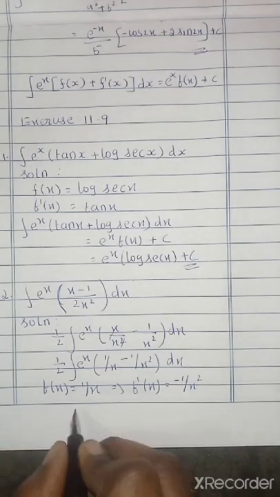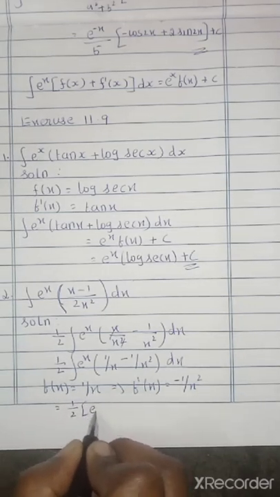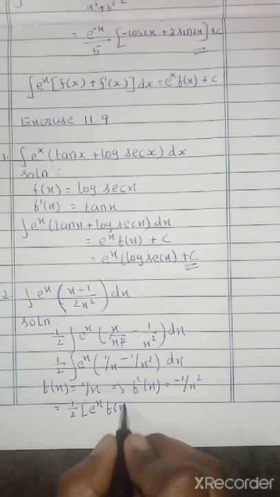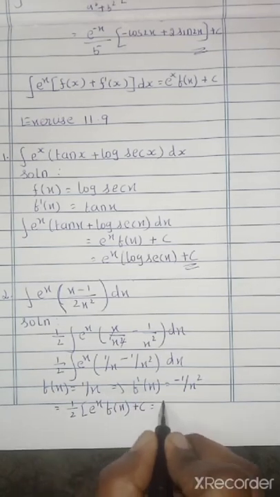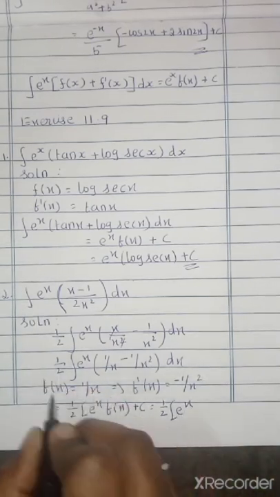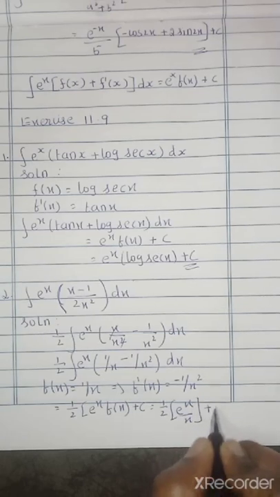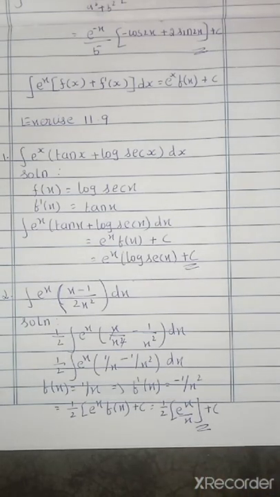Okay, so you can give the final answer as e power x into f of x plus c, that is 1 by 2 e power x. What is the f of x value? 1 by x. So 1 by 2 e power x into 1 by x plus c is the final answer.